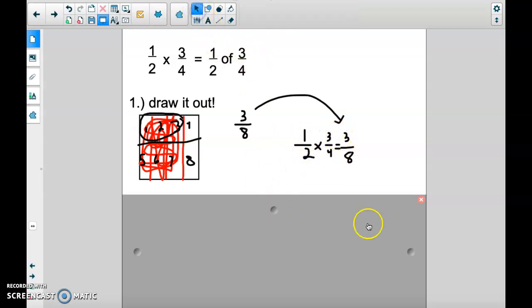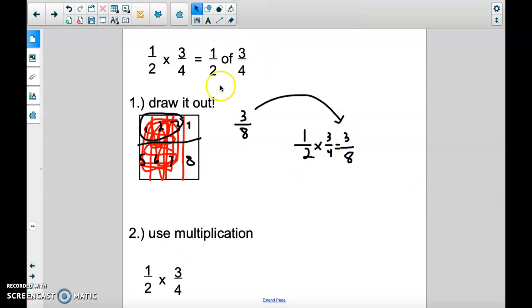And it is, because that's going to be our second strategy. We just use multiplication, right? So we know that half of 3/4 is 3/8. So we could do 1 times 3 and get 3. 2 times 4 and get 8.